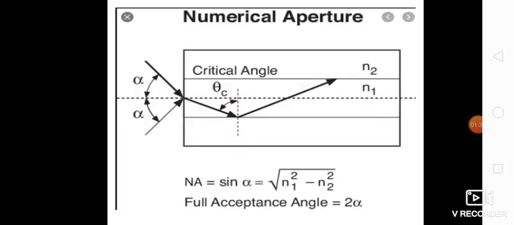Now the same thing which I discussed in the previous slide is represented in the form of a diagram. You can see here the acceptance cone where two angles are presented, alpha and alpha, and that full angle will be called as full acceptance angle, which is 2 alpha. And below you can see the numerical aperture formula, which is sin alpha or square root of n1 square minus n2 square. In the figure you can see that inside the fiber theta c is the critical angle required for total internal reflection, n1 and n2 are core and cladding refractive index.